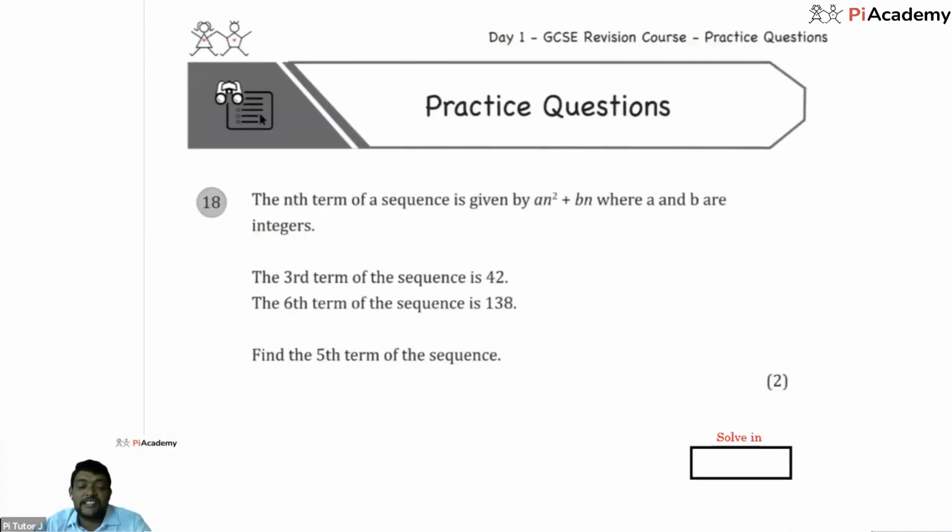The nth term of a sequence is given by an squared plus bn. Okay, go ahead, try this. This is to do with simultaneous equations; this will revise your simultaneous equations. The third term of the sequence is 42. The sixth term of the sequence is 138. Find the fifth term of this sequence.